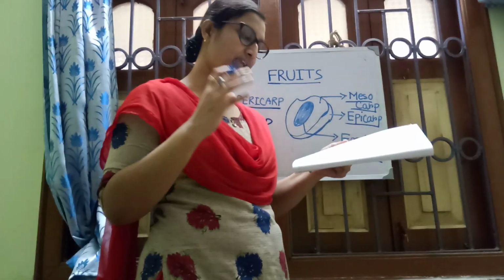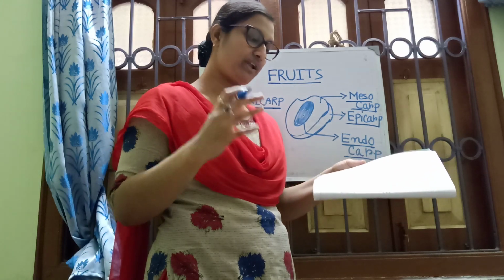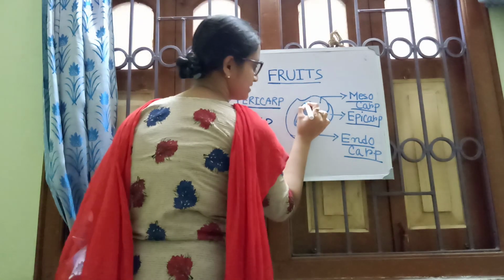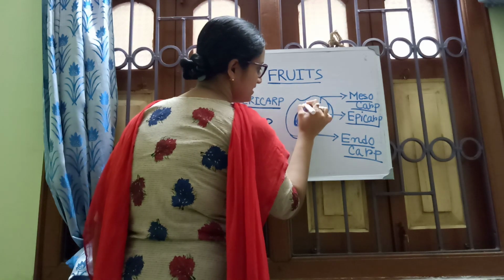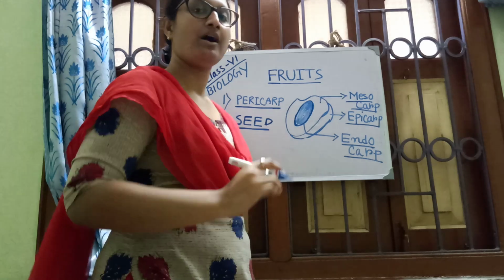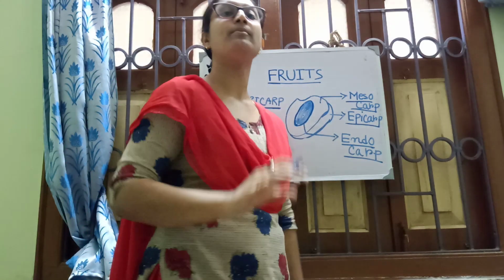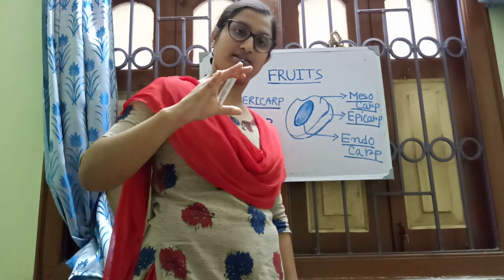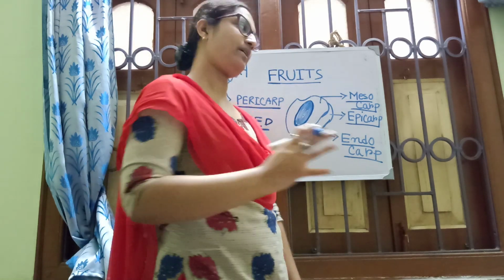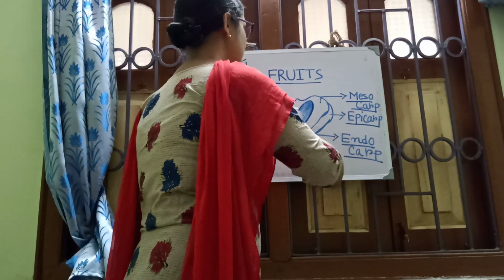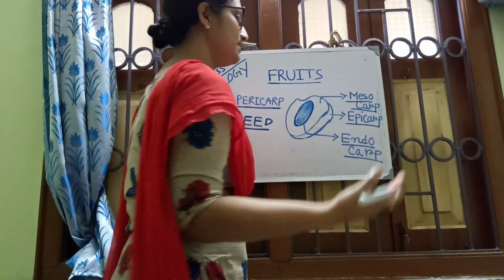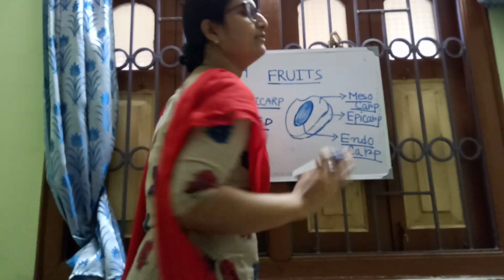This is the endocarp, the innermost hard layer of the fruit enclosing the seed. This is called the endocarp. You can see the innermost portion here. It is the covering of the seed, not the seed itself. The seed and the pericarp are the two parts of the fruit. I have told you the different layers of the pericarp: epicarp, mesocarp, and endocarp.